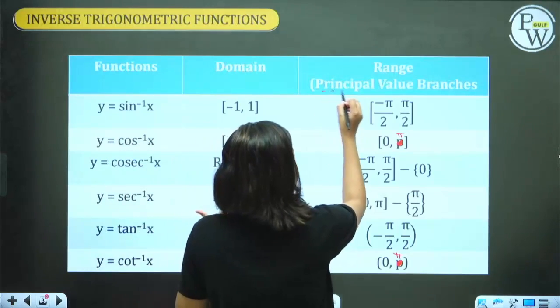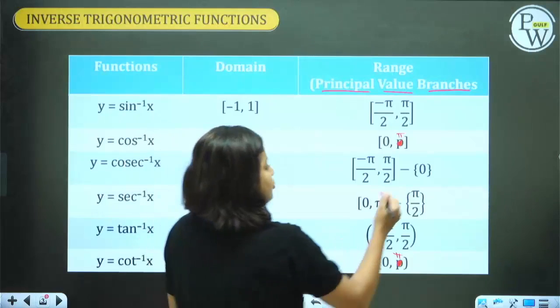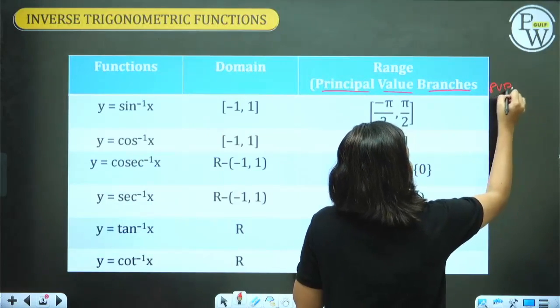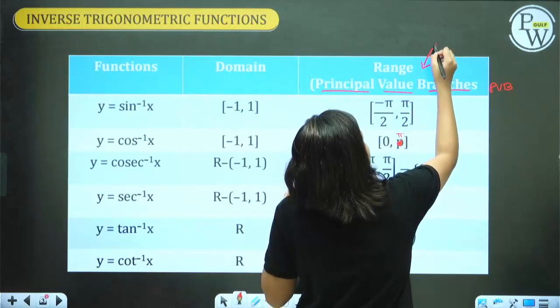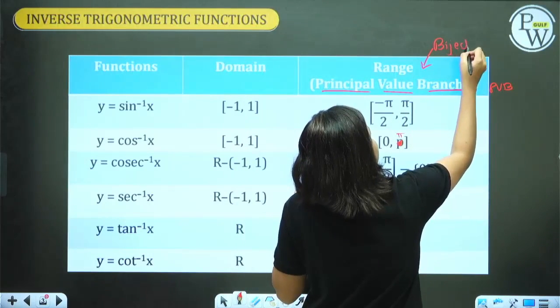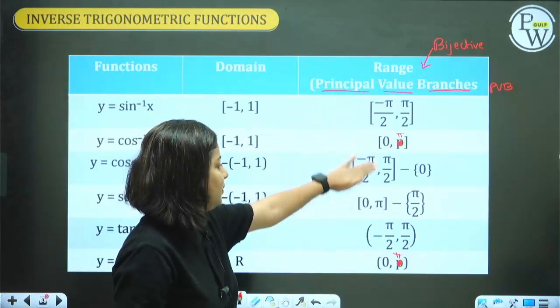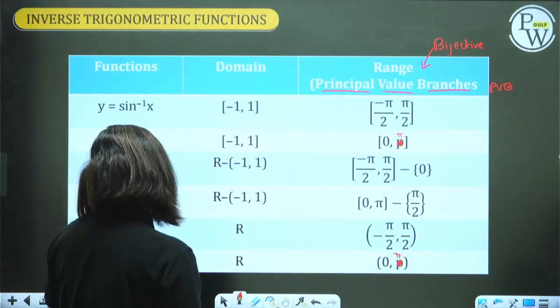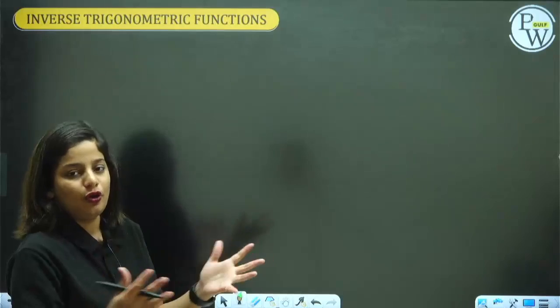This range is not equal to the domain because these are principal value branches. What are principal value branches? In short, called PVB. The whole concept of PVB is to make them bijective functions. To make your sine, cos, tan a bijective function, this particular PVB is selected. How? Why? Let's discuss in short. I'll be doing it for one function. Assume it for all other functions.